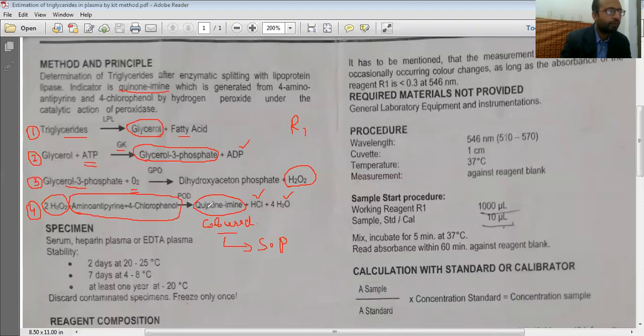If we have more colored compound, it would absorb more light, and it would give us high absorbance. And if we have less quinoneamine, it will be lighter in color, it would absorb less light, and it would provide us low absorbance. On the basis of absorbance of light by this colored compound, we can calculate how much triglyceride is present in the blood serum.